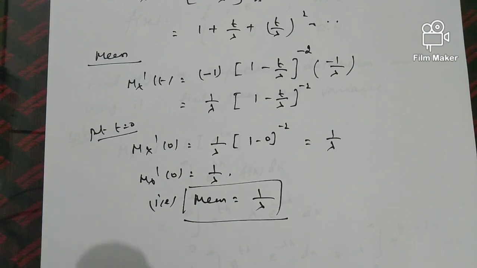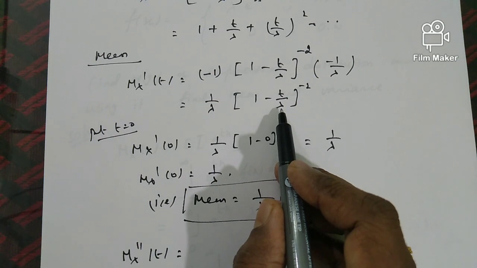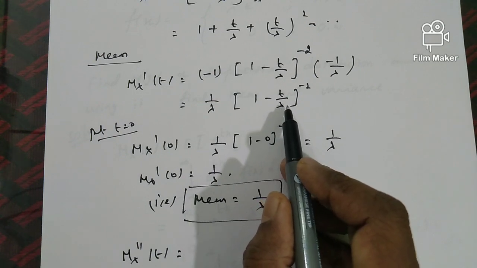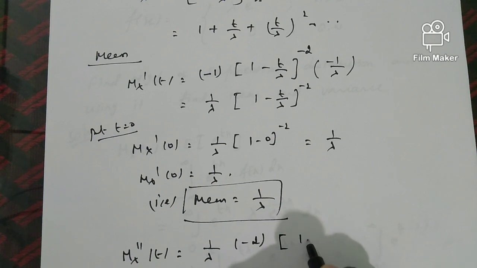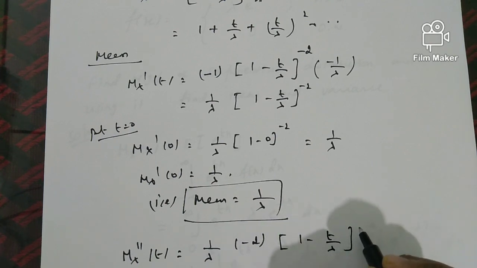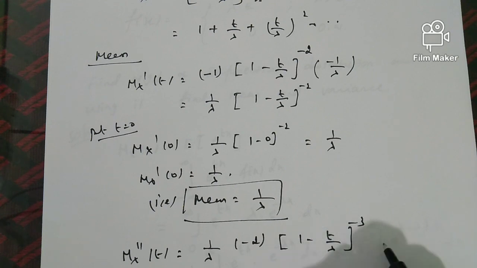To find the variance, we are going for the second derivative, that is M_X''(t) is equal to. Already we got the answer for M_X'(t). This one we are going to differentiate again with respect to t. So 1 by lambda is a constant, you can write it as it is, and minus 2 will come in front. So minus 2 into (1 minus t by lambda) whole power minus 3. Again the differentiation of this term is minus 1 by lambda. So minus into minus is plus, this can be written as 2 by lambda square into (1 minus t by lambda) whole power minus 3.